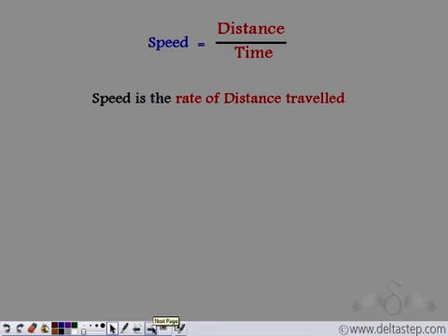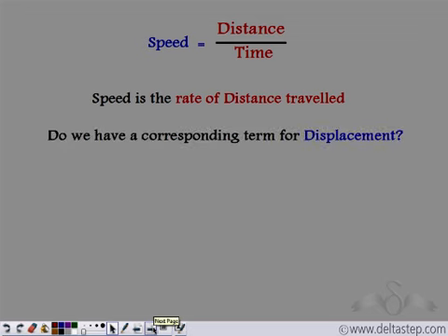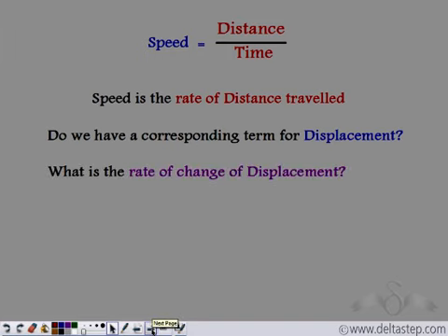So we have learned that speed is equal to distance by time. That is, speed is the rate of distance traveled. Now we have also learned that distance tells us how much a body has traveled, whereas displacement tells us how far the body has traveled. So do we have a corresponding term for displacement as well? What is the rate of change of displacement?